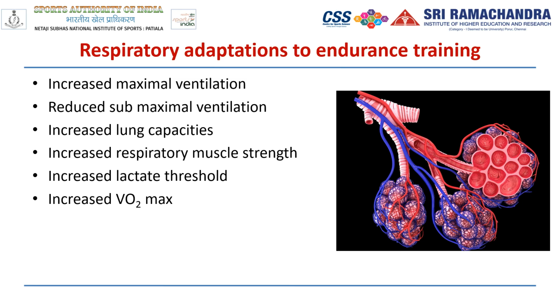Now, let us see what happens to the respiratory system on a long-term exercise, or we can see in terms of endurance training. There will be an increase in the maximum ventilation. So, a trained person will be able to ventilate at a higher rate during a maximal exercise. Also, when he is doing a submaximal exercise, his ventilation is reduced because that shows an improvement in the cardiorespiratory fitness of the individual.